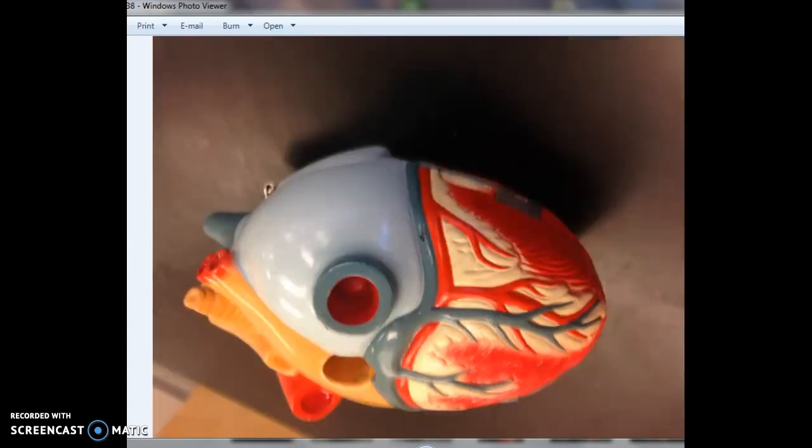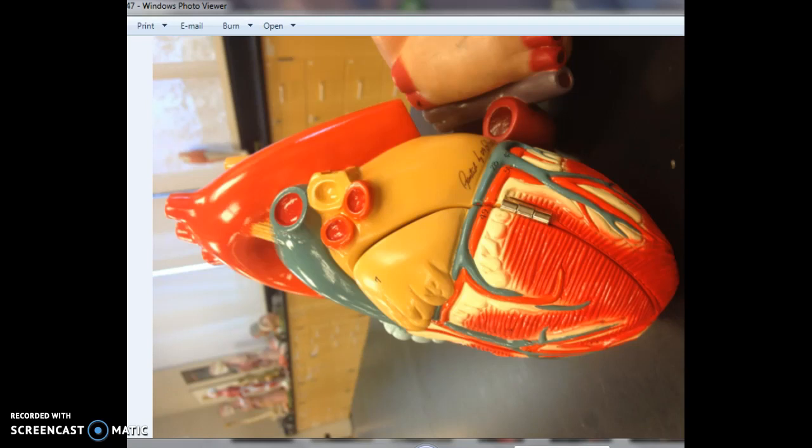This is the back of our big heart model. So this is the inferior vena cava. This is the coronary sinus. Small cardiac vein, middle cardiac vein, great cardiac veins coming this way. This is the posterior interventricular sulcus with the posterior interventricular artery, and the circumflex artery is going this way. The right coronary artery is going this way. Pulmonary veins.